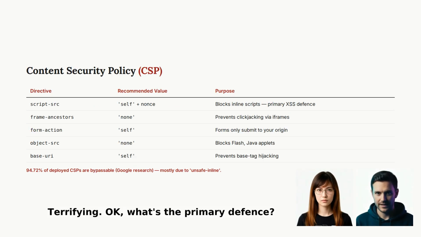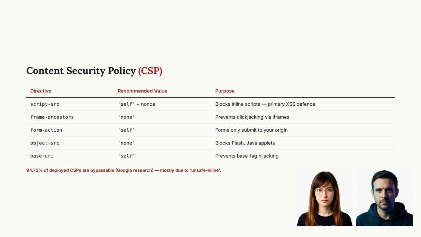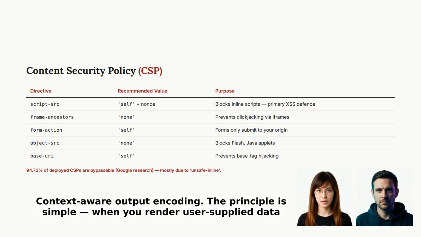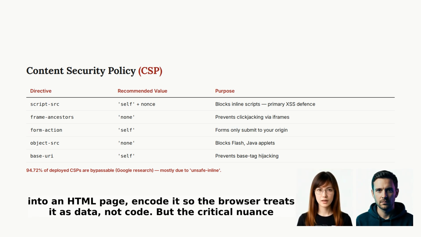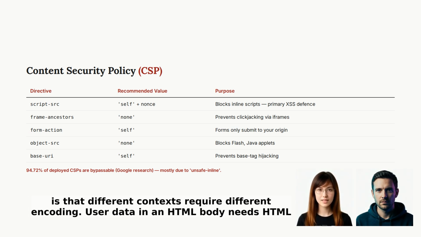Terrifying. Okay, what's the primary defense? Context-aware output encoding. The principle is simple. When you render user-supplied data into an HTML page, encode it so the browser treats it as data, not code. But the critical nuance is that different contexts require different encoding.